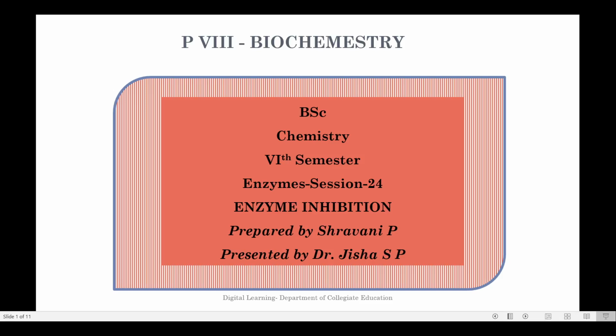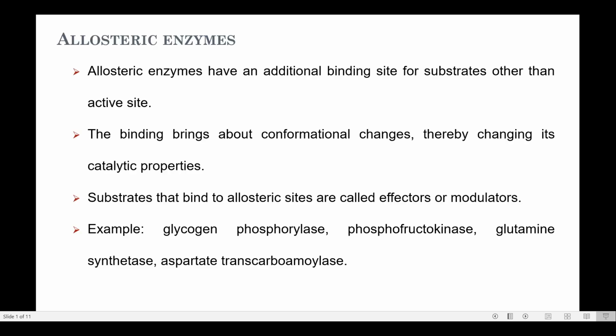The last session of this chapter is explaining enzyme inhibition. Before we go to the term inhibition, let us see a particular term called allosteric enzyme. These enzymes, that is allosteric enzymes, are those which change their conformation when they bind with the substrate.